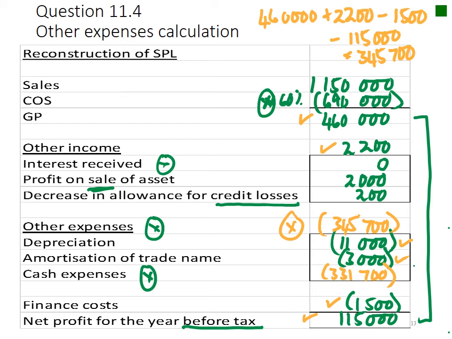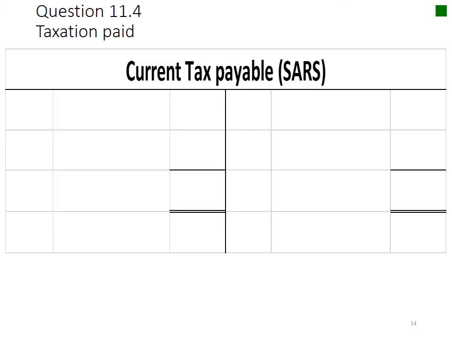So depreciation and amortization are book entries, so we can't put them into the statement of cash flows. So this cash expenses is the second amount that we need to calculate in order to work out cash payments to suppliers. The last thing we need to work out to do our cash flows statement operating activities section is the amount of current tax that we actually paid to SARS.